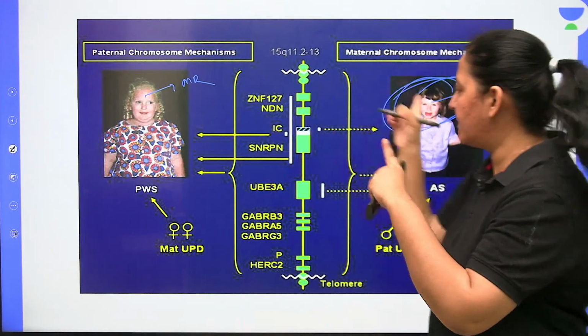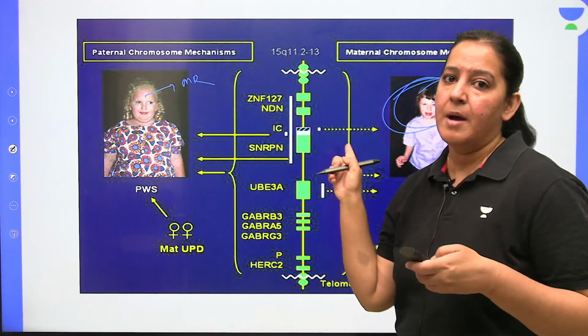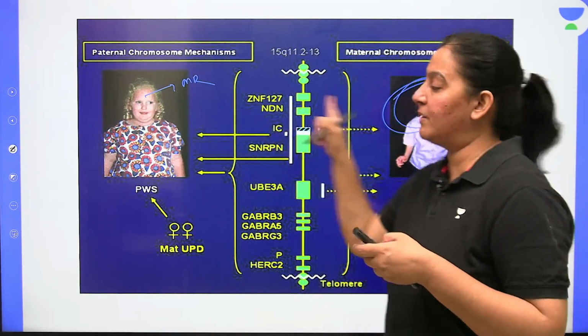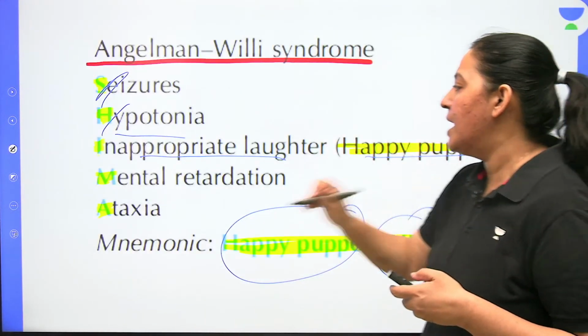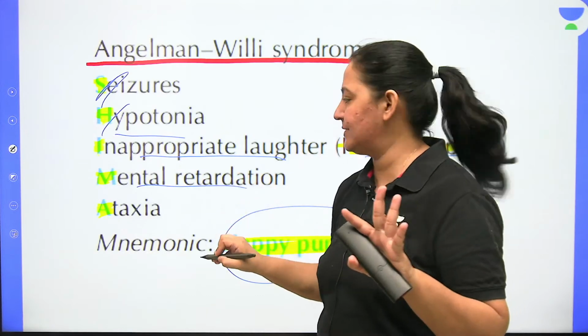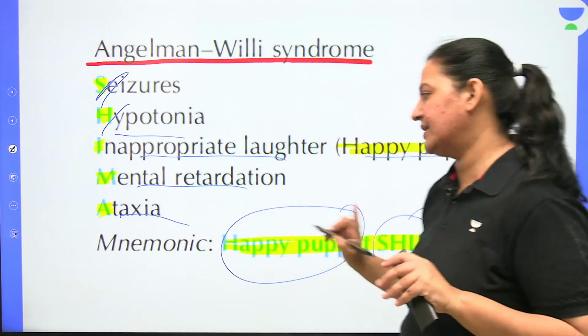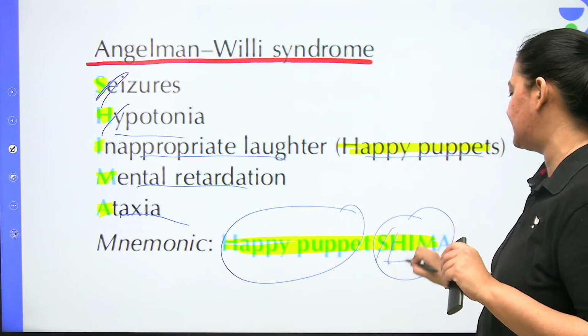That girl is obese, that girl is thin. Both are hypotonic. She is not laughing too much, but she always laughs. She is a happy puppet. Give me a thumbs up. One more thing. Okay, I'm sorry. Mentally retarded are both of them. Forgive me for that. Ataxia is a feature. So SHIMA. Learn the full form of SHIMA.